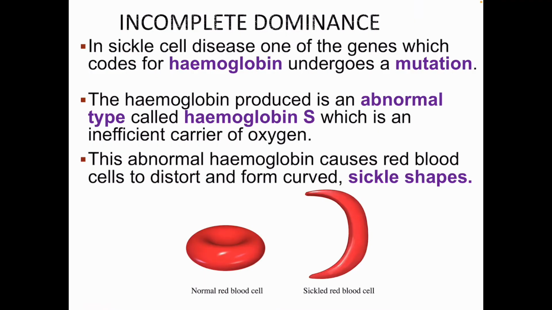With sickle cell disease, one of the genes that codes for haemoglobin is mutated. This produces an abnormal type of haemoglobin that we call haemoglobin S. It is not the correct shape, which means it is an inefficient carrier of oxygen, and it also causes the red blood cells to become a distorted shape, and they form these curved sickle shapes.